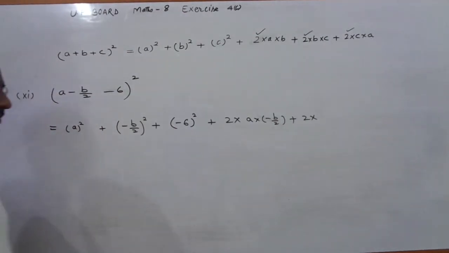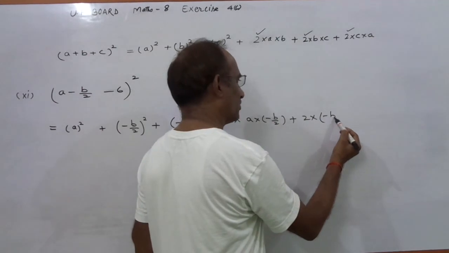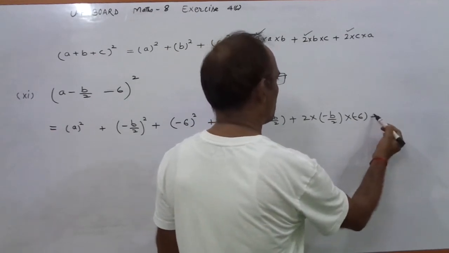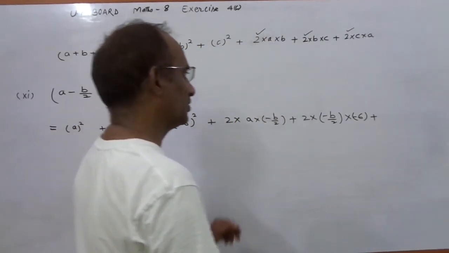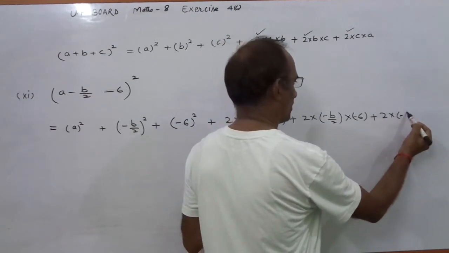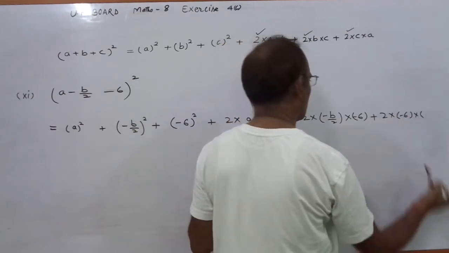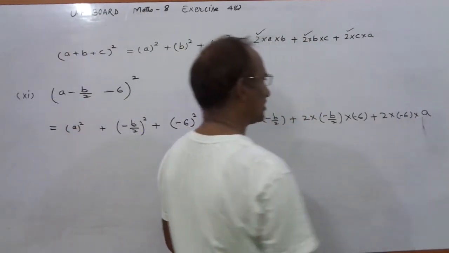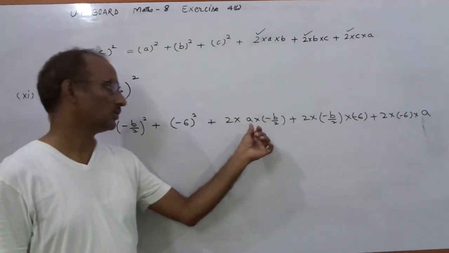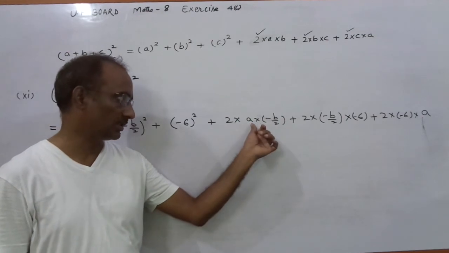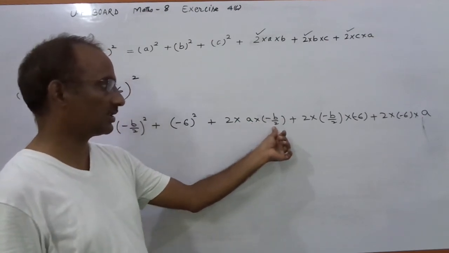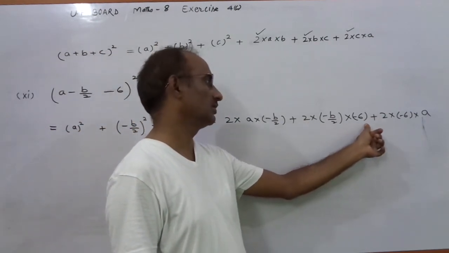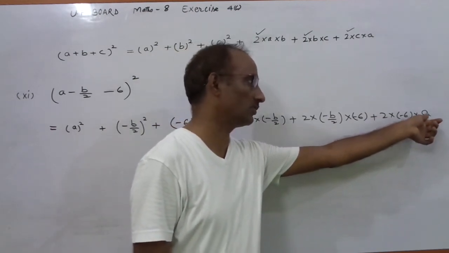plus 2 into the second term and the third term, so it is minus b upon 2 and multiplied with minus 6, plus 2 into minus 6 multiplied with the first number. The first number is small a, so here we write small a. 2 into A into B. This is the first number and this is the second. 2 into the second number and the third number plus 2 into the third number into the first number.